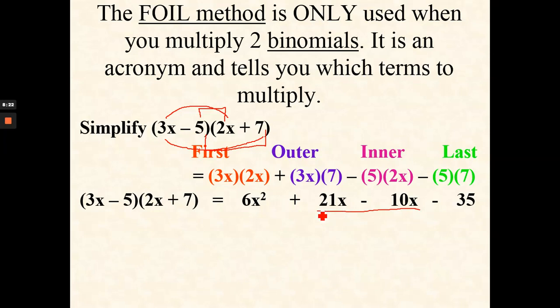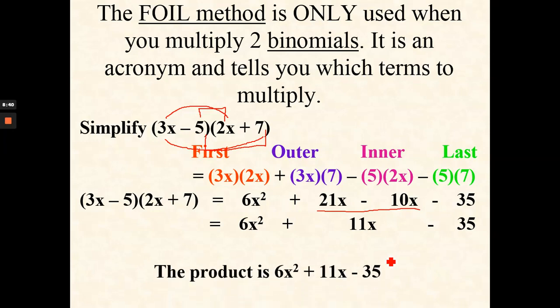We can combine 21x and 10x. So you have now 6x squared. The sign of 21 is positive. The sign of 10 is negative. So you're just going to subtract. 21 minus 10, that is 11x. So the final answer will be 6x squared plus 11x minus 35.